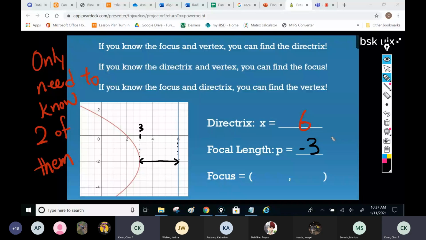So now that you have the vertex right here, and you have the directrix, to find the focus, you have to go the same distance. But this time around, you have to go inside the curve, and you have to go 3 units. That will get you right here. So that would be your focus. That means your focus is at (0, -2).